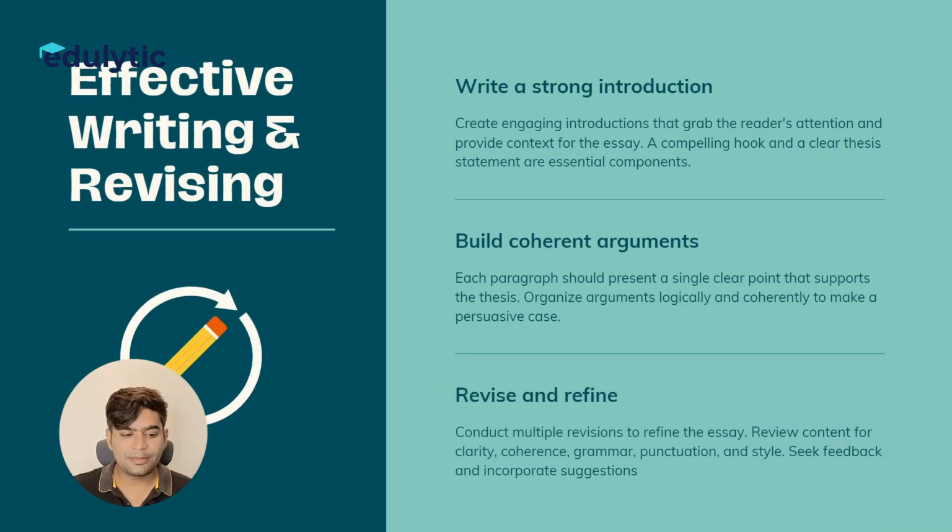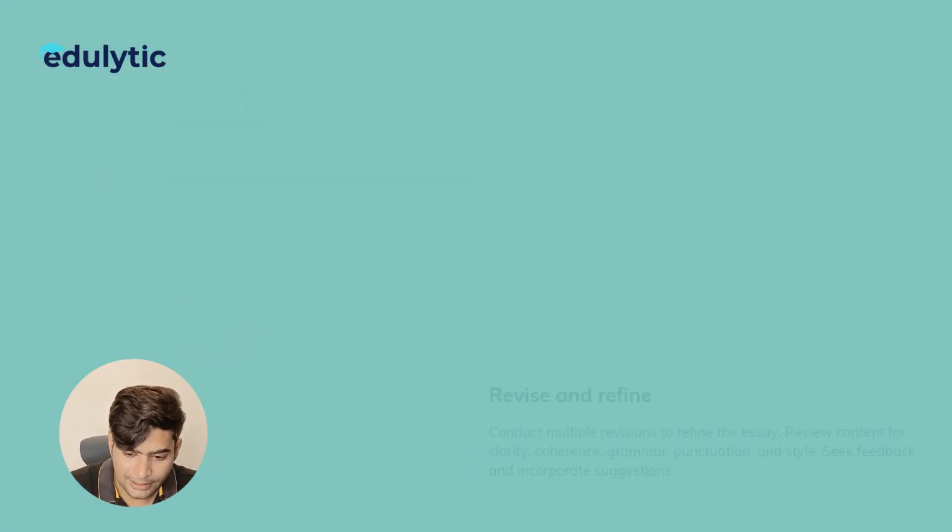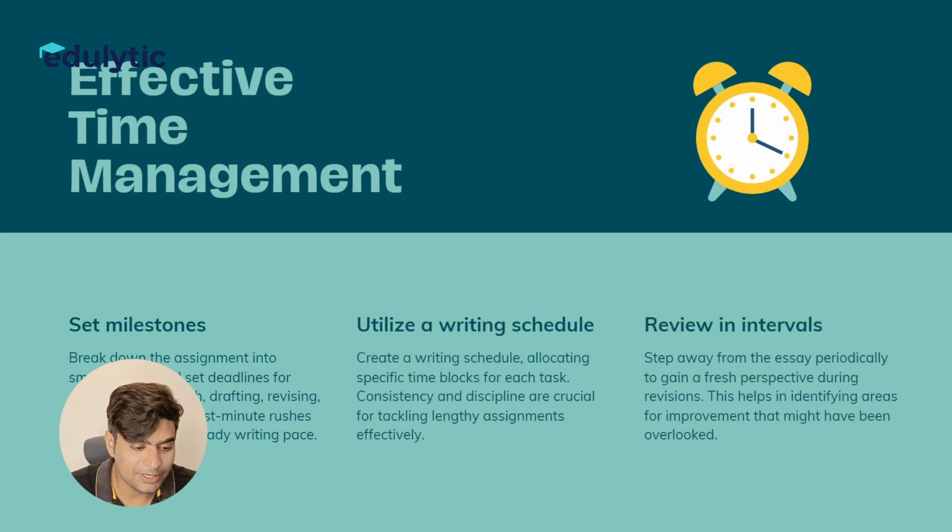So now, what is meant by effective writing and revising? Everyone can write, but what makes your writing effective includes three things. Firstly, write a strong introduction. You should grab your reader's attention in your introductory lines. Then build coherent arguments, like there should be a logical sequence as well as a connection in your ideas and sentences. Then you have to revise and refine, see what information is irrelevant and which information should be there. Then edit it and make your writing most impressive.